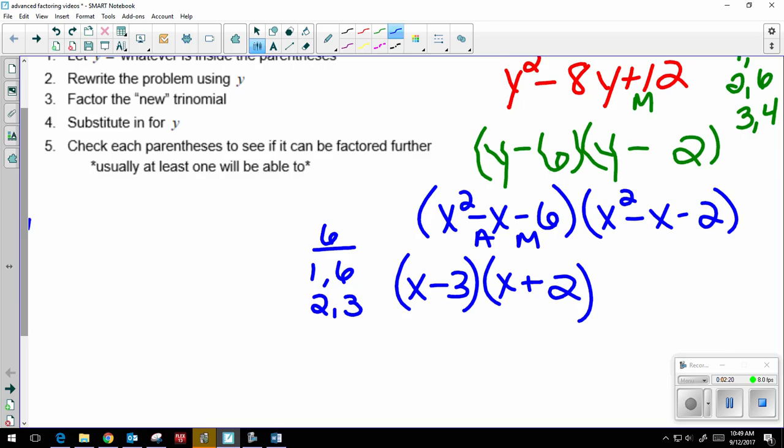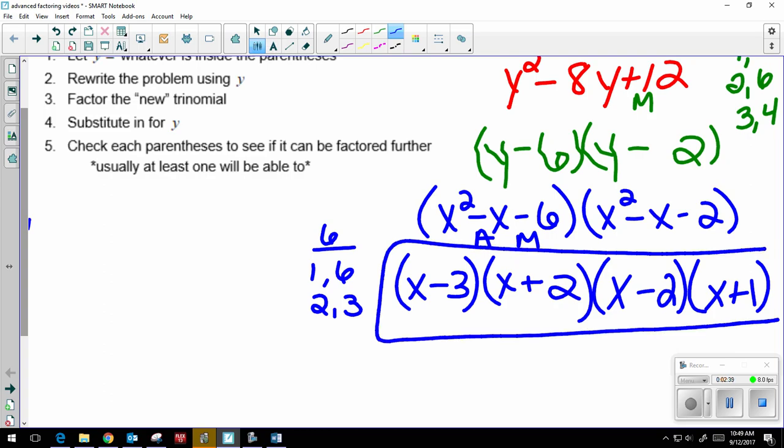Now let's check that second trinomial, x squared minus x minus 2. So I'm going to set up two parentheses, x in each, bring down my negative. A negative times a negative is a positive. My only options for 2 are 2 and 1. And that works. So there is my final answer. That was my original trinomial back up at the top with all those crazy parentheses factored.